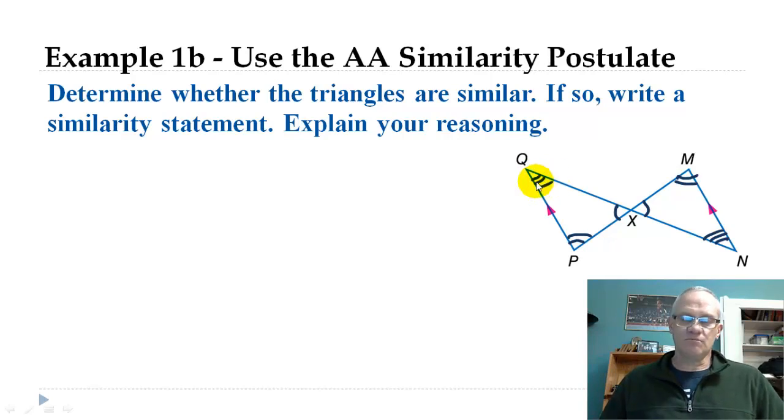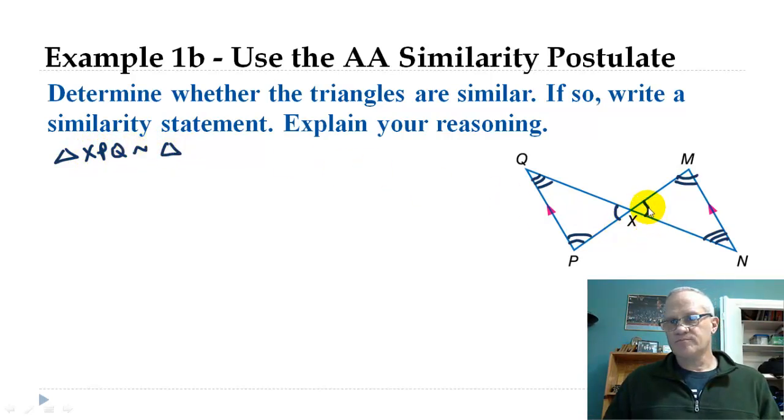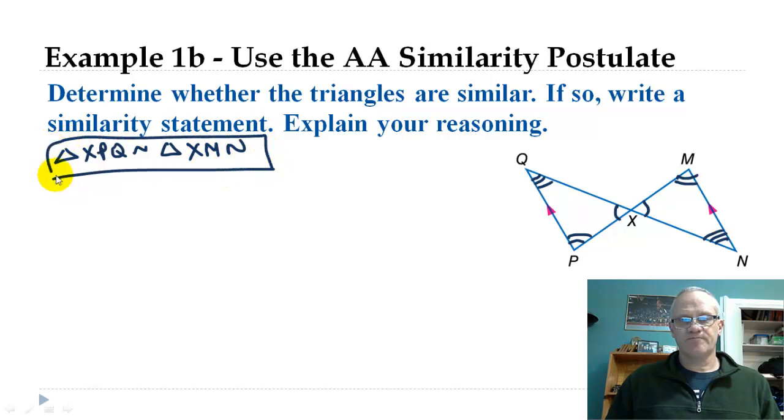And so in this case, we found that all 3 match up, but all we really needed to do was find 2 for angle. And so let's write our similarity statement here. Since I marked these as 1, 2, 3, I'm going to go in the same order. So I'm going to call this one XPQ, triangle XPQ is similar to triangle XMN. Okay, and that's my similarity statement. And again, I used vertical angles and then alternate interior angles to prove that.